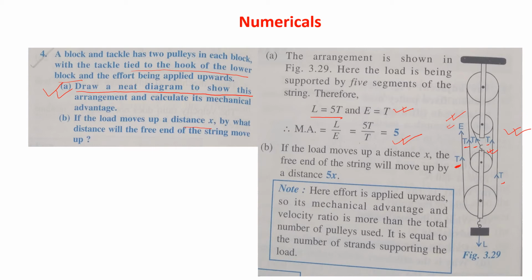Number B, if the load moves up a distance x, the free end of the string will move up by a distance 5x. Here effort is applied upward, so its mechanical advantage and velocity ratio is more than the total number of pulleys used. It is equal to the number of strands supporting the load. How many strands? This is 1, 2, 3, 4, 1, 2, 3, 4, 5. Okay, 5 strands.